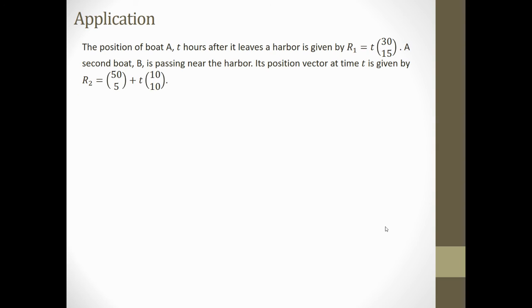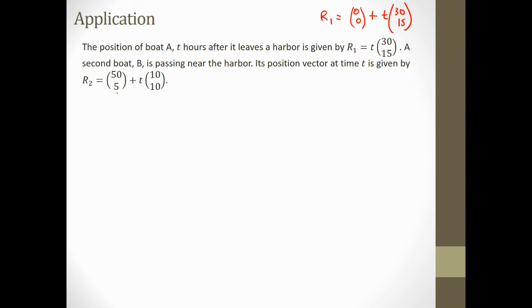All right, so now an application of all of this. We're given the position of a boat, A, t hours after it leaves the harbor, is given by this equation. R1 equals t times the vector 30, 15. And notice we're missing something. This vector, we really should be thinking of it like this. 0, 0 is the position vector, and then 30, 15 is the direction vector.